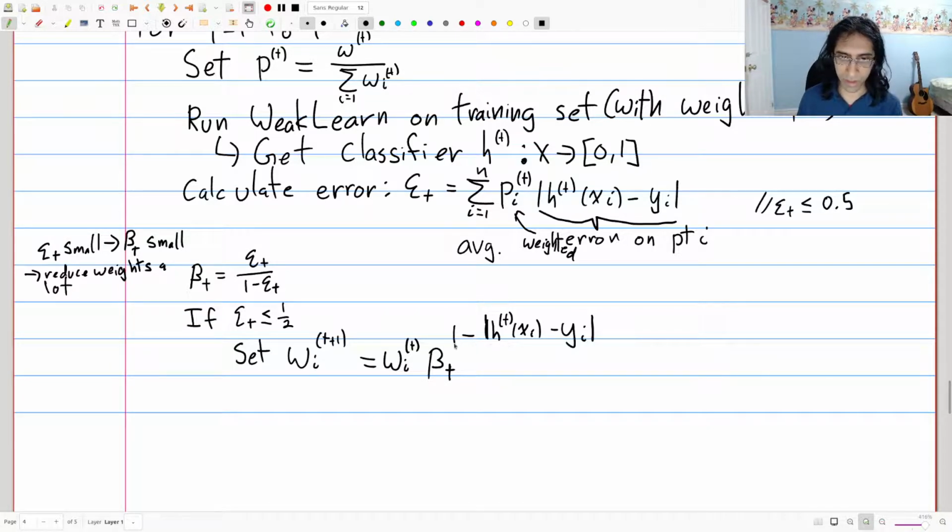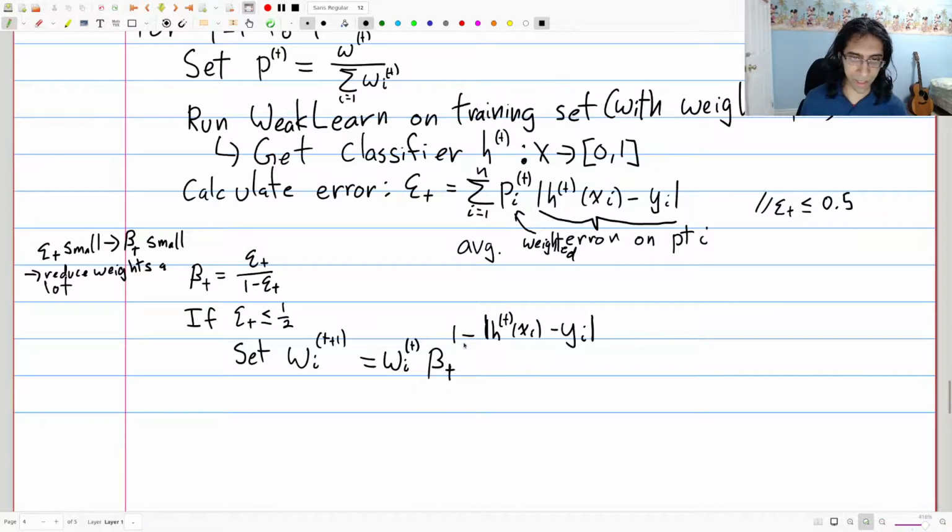Let's suppose that this is 1 minus the error you get here. So let's try to interpret what happens again at the extremes to the weight of a specific point when you have the classifier at this time step t making a prediction on it. Let's suppose that it is a good prediction, meaning that h sup t on xi minus yi is small.